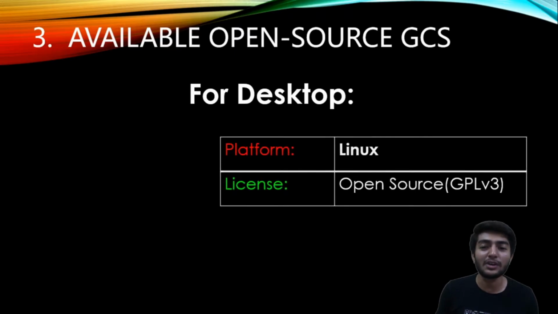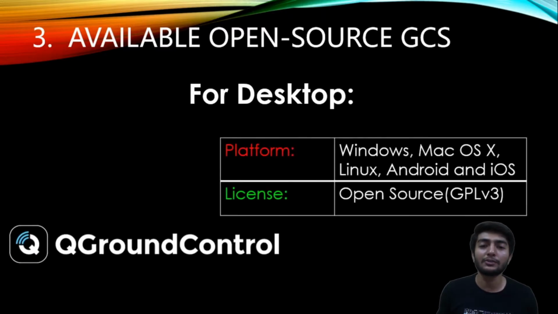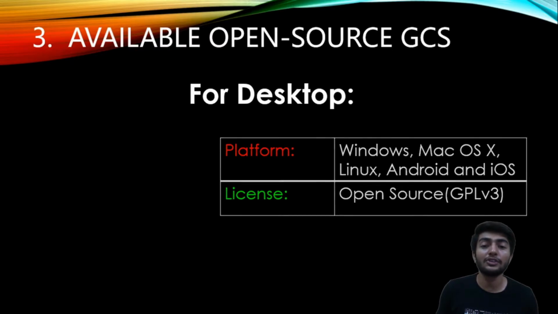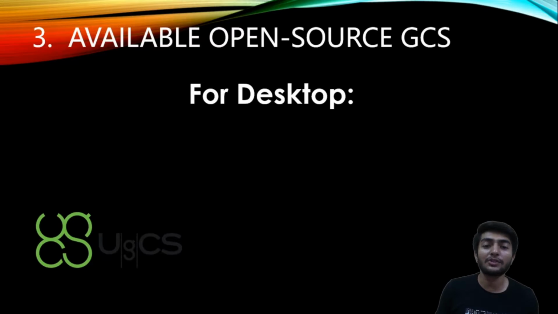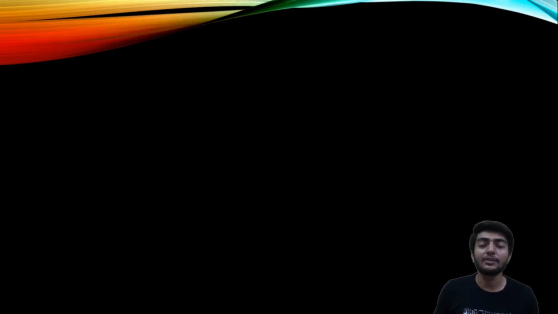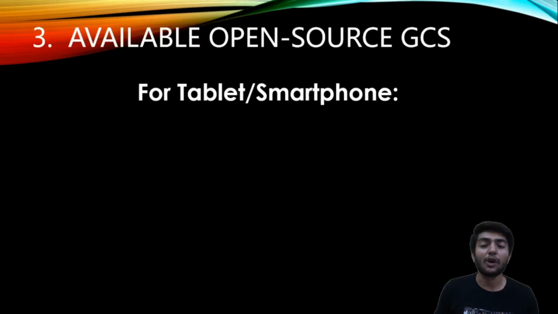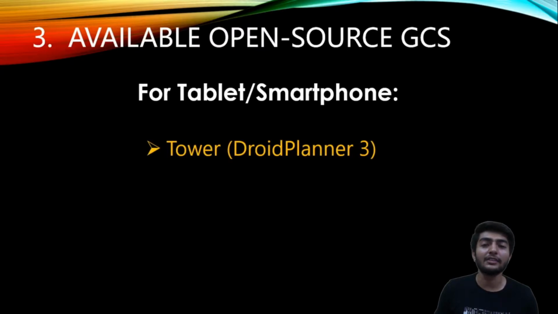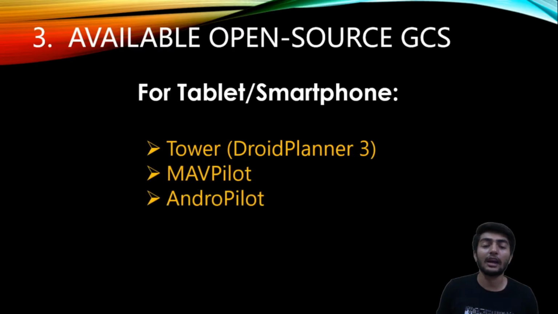And the fourth is QGroundControl, which is available for Windows, Mac OS and Linux systems, and also available for Android and iOS. And there is one more, which is UGCS, Universal Ground Control Station, which is available for Windows, Mac OS and Linux systems. For tablet and smartphone, there are Tower, which is also known as DroidPlanner 3, and second is MAVPilot, and there is one more, Andropilot, and I guess there is one more, SidePilot.